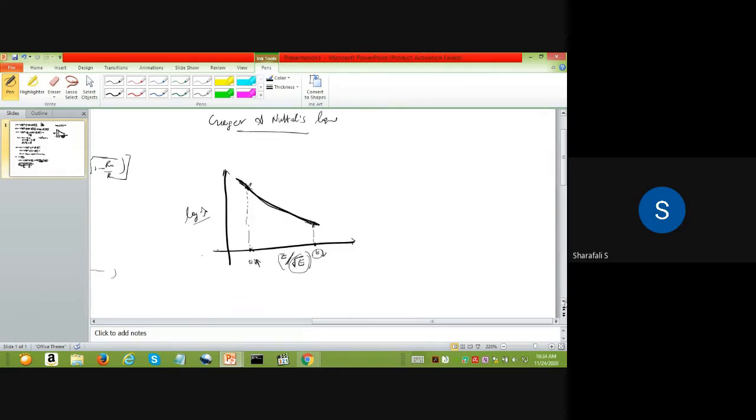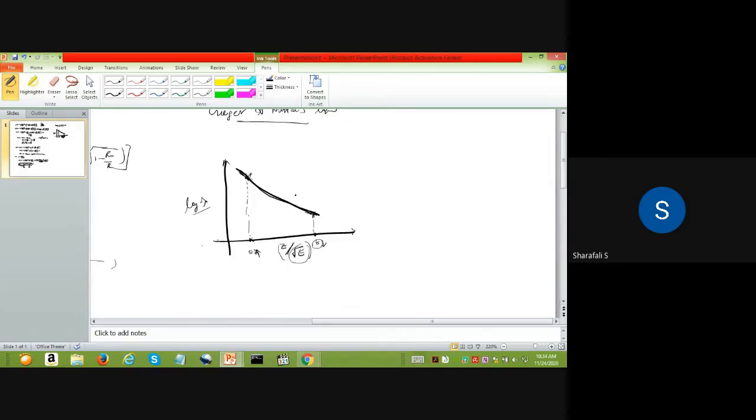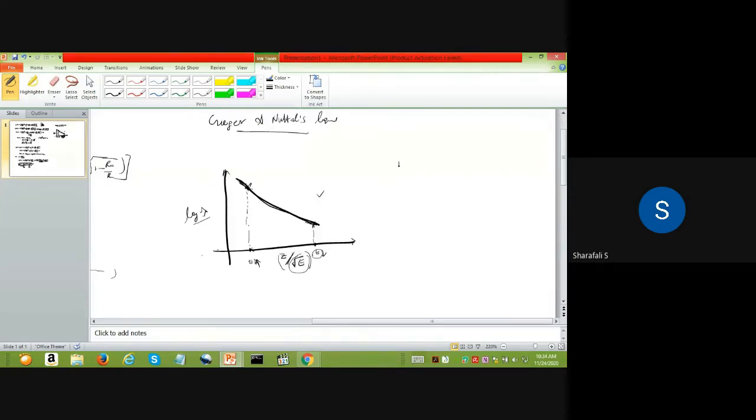This is the Geiger-Nuttall law experimentally, but this is the theoretical graph that we can say. Let's take the T as your transmission probability.